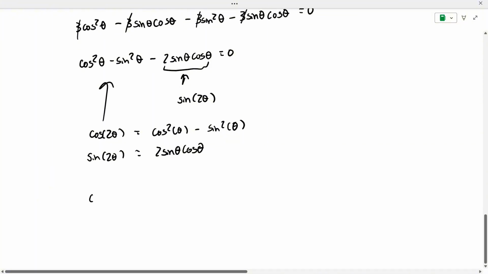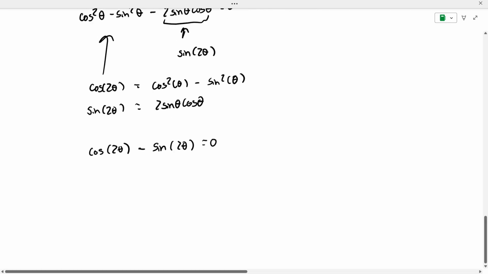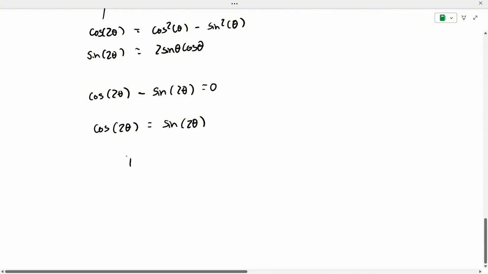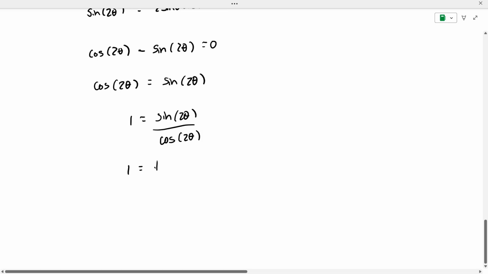Okay, so we can just rewrite this in terms of what I wrote up there: cosine 2 theta minus sine 2 theta is equal to 0. Okay, fire. So now we have that cosine 2 theta is equal to sine of 2 theta. If we divide both sides by cosine 2 theta, we have that 1 is equal to sine 2 theta over cosine 2 theta. So then we have that 1 is equal to the tangent of 2 theta.